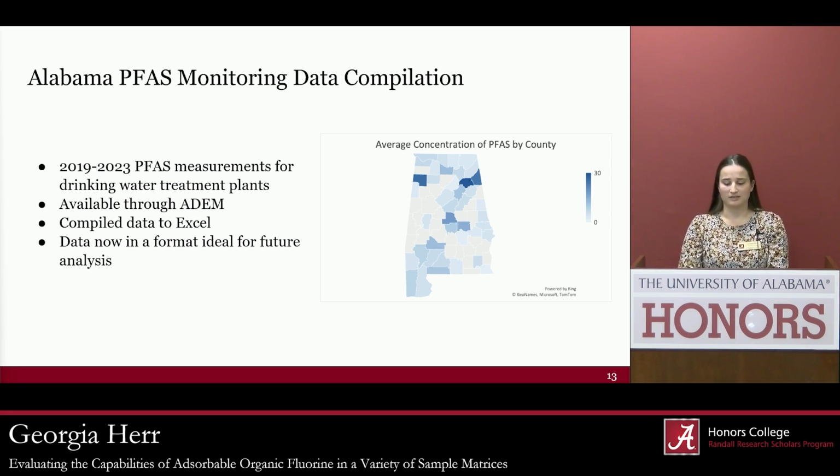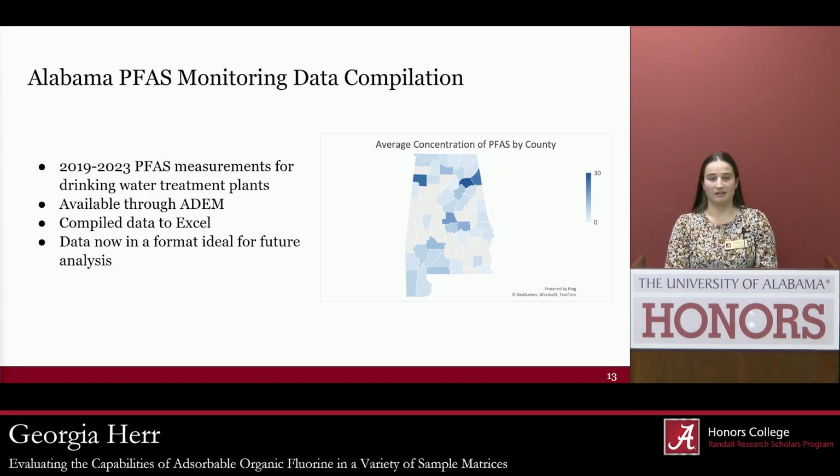One example of analysis that can be done with this information is this map here, which shows the average PFAS concentration of measurements by county in the state of Alabama. As you can remember from the regulation slide that I showed you, an average measurement of around 10 would be ideal because for many PFAS, that maximum enforceable level is 10 parts per trillion. And so that would be these lighter blue counties in this map.